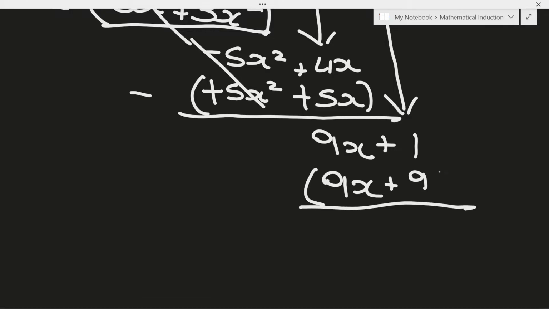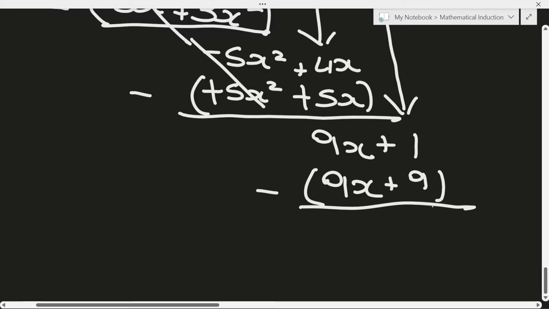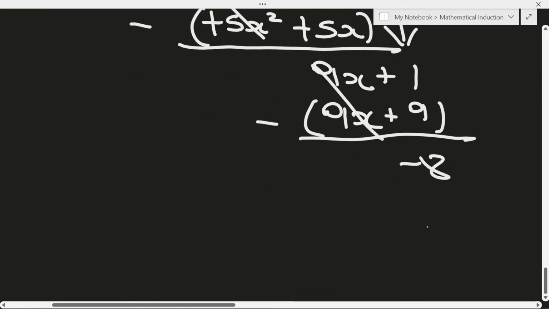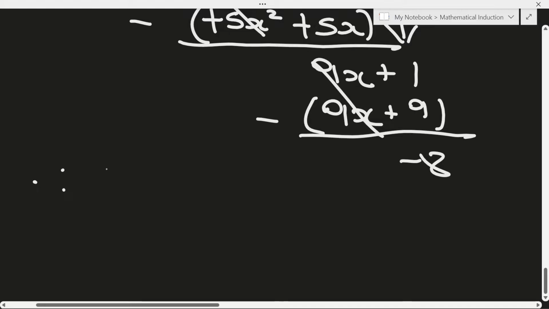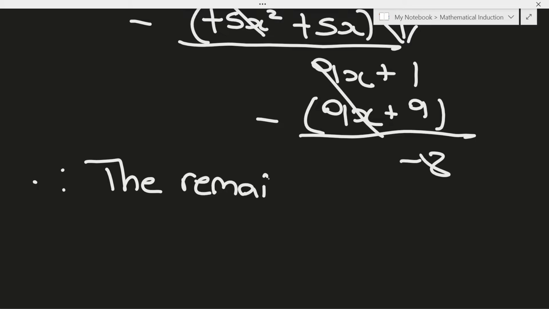And remember, we changed the signs. So this is now negative 9x and negative 9. So these two cancel out. And 1 minus 9, since the 9 sign has changed from positive to negative, 1 minus 9 is equal to negative 8. Therefore, the remainder is negative 8.